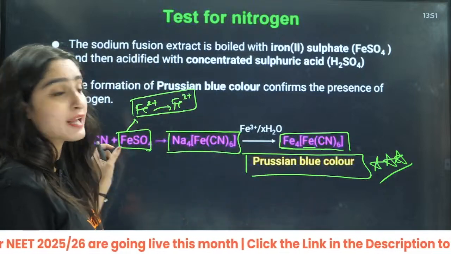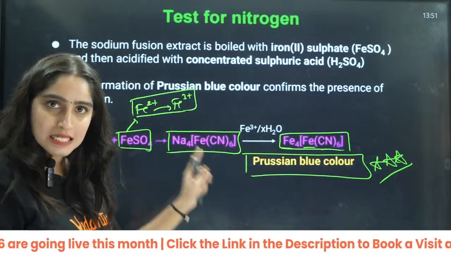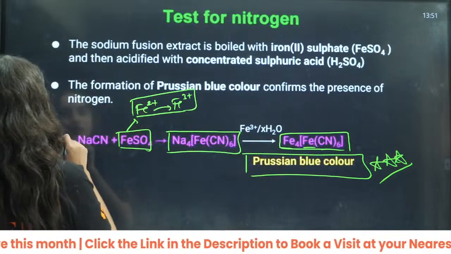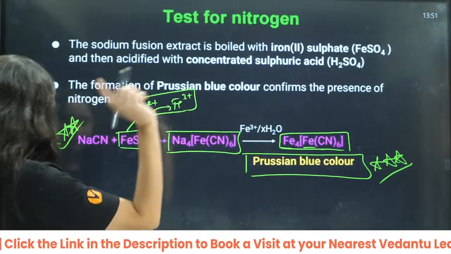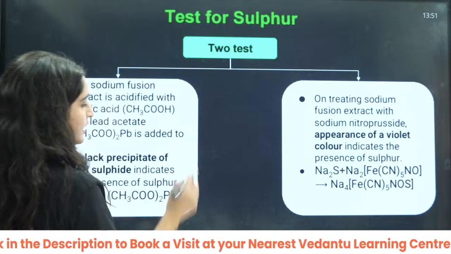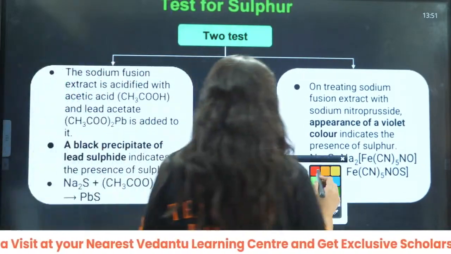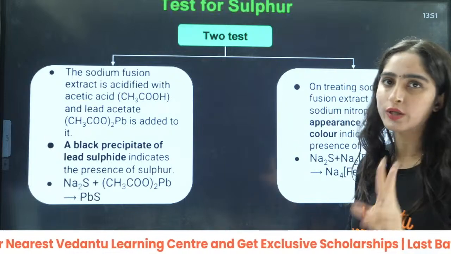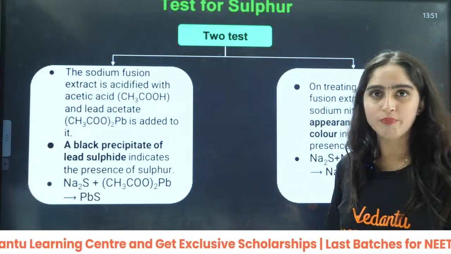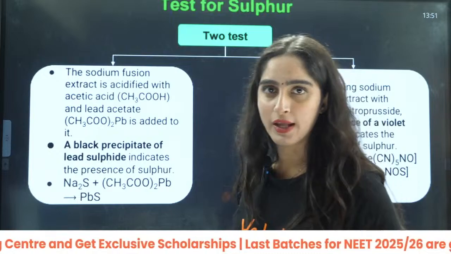With the help of, by reacting with FeSO4, right? That is the first thing. This is a very, very important thing. Second test is the test for sulfur. Now let us see the test for sulfur. With sulfur, you have two tests and both of them are very important, right?